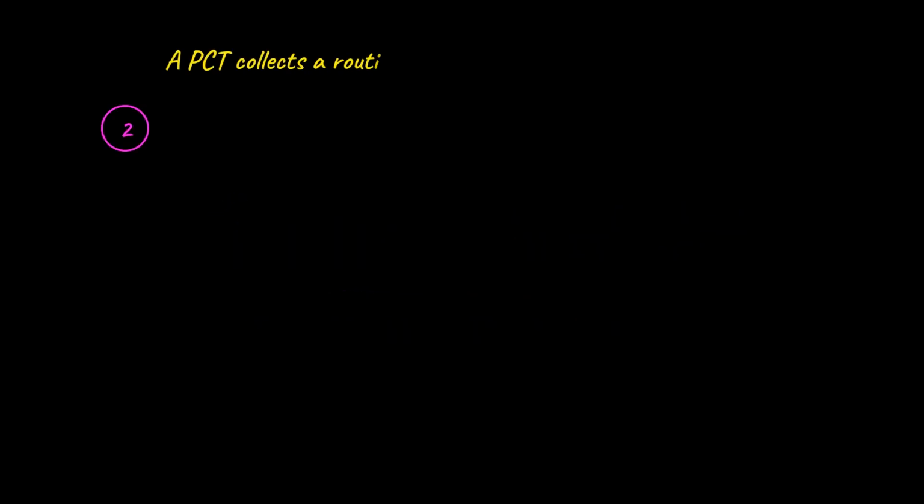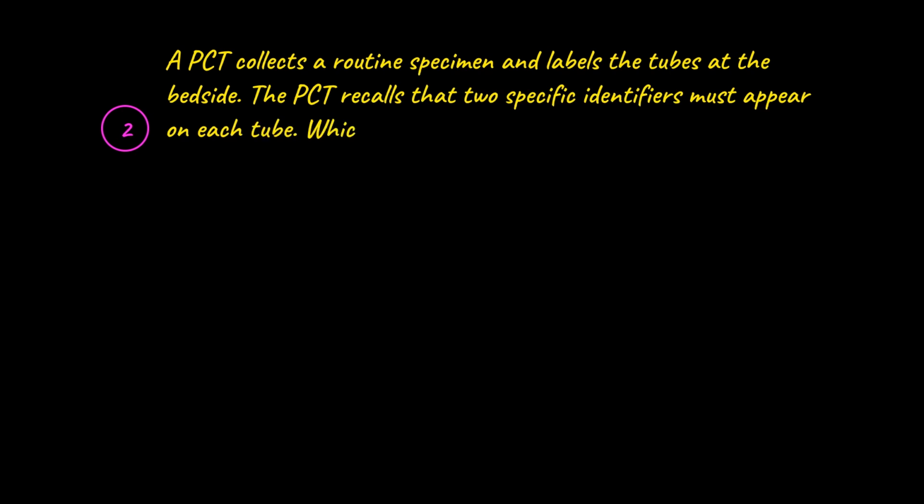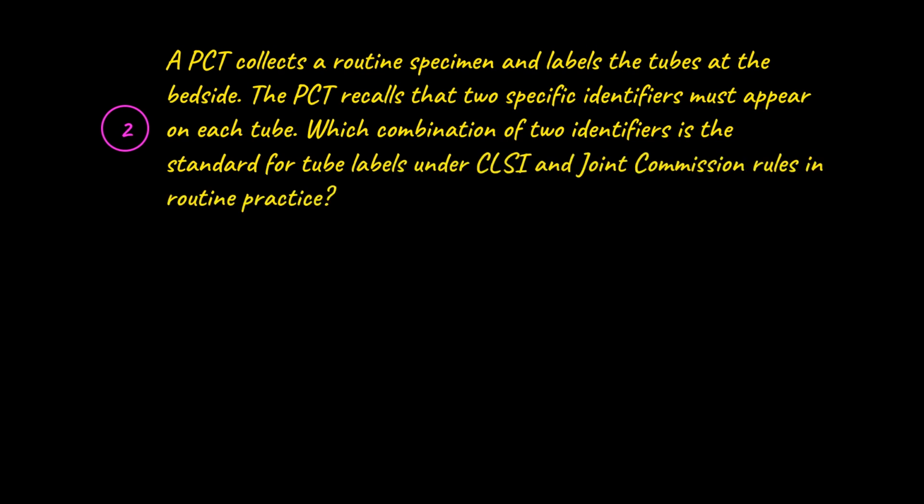Question 2. A PCT collects a routine specimen and labels the tubes at the bedside. The PCT recalls that 2 specific identifiers must appear on each tube. Which combination of 2 identifiers is the standard for tube labels under CLSI and Joint Commission rules in routine practice?